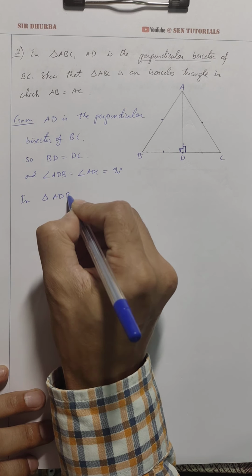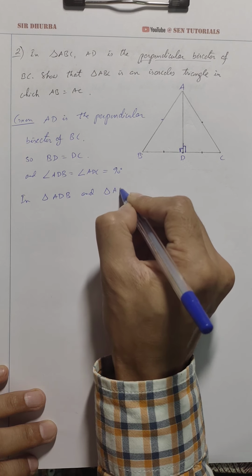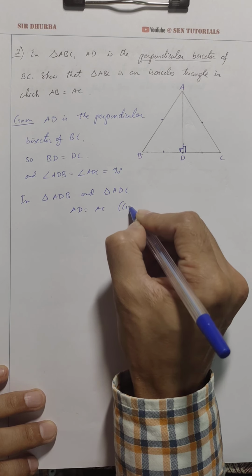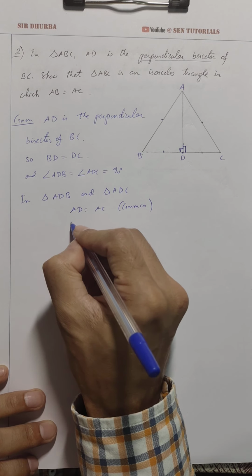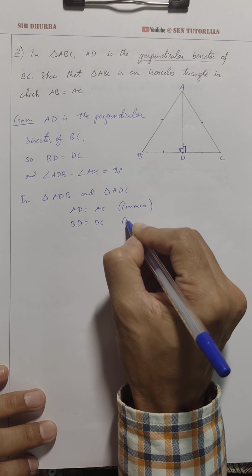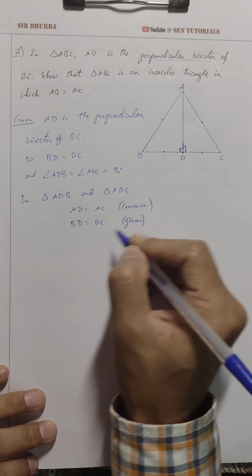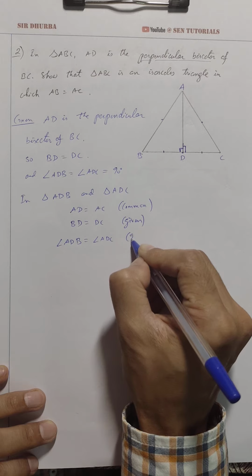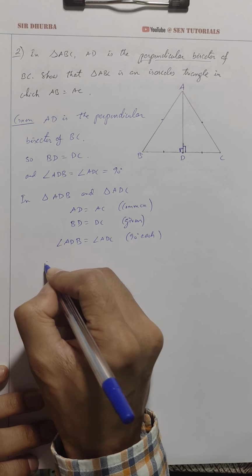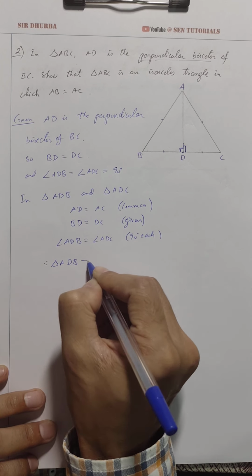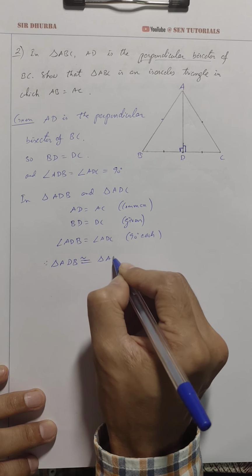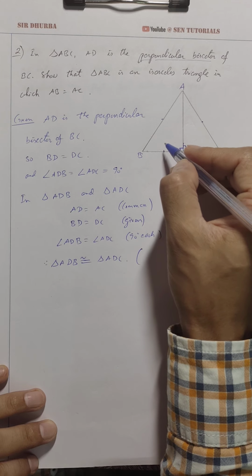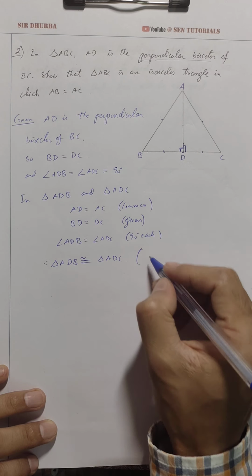In triangle ADB and triangle ADC, AD is equal to AD, common side. BD is equal to DC, since, as we have already explained, it is given. And angle ADB is equal to angle ADC, 90 degrees each. So therefore triangle ADB is congruent to triangle ADC by side angle side.